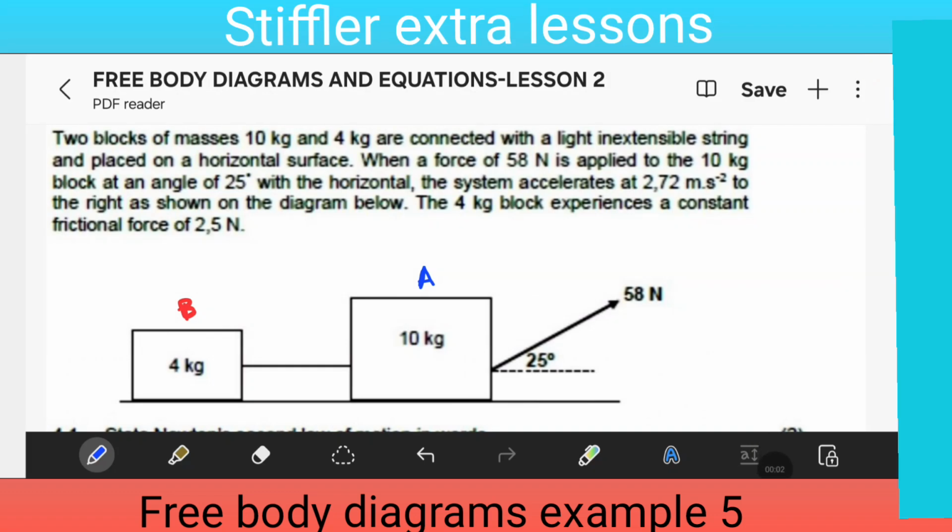Good day. Welcome back to yet another session on drawing free body diagrams and formulating the equation using Newton's second law of motion.